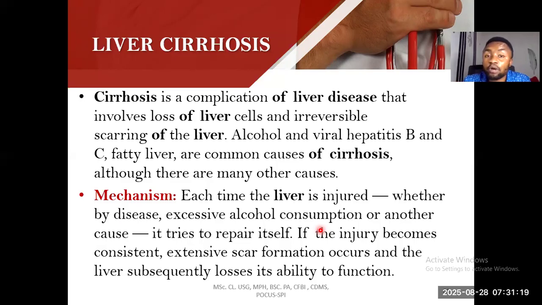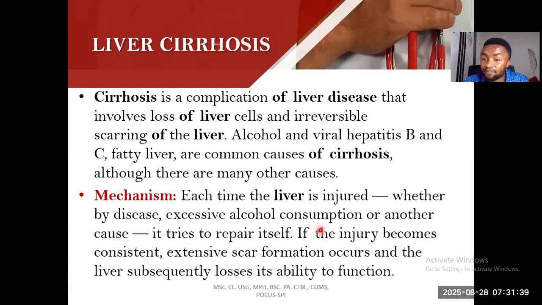Fatty liver disease is also one of the causes of liver cirrhosis. So the scarring is the cirrhosis. The scarring is the cirrhosis that we are talking about. The cells that have been injured in the liver will form scars, and that's the cirrhosis which is forming.